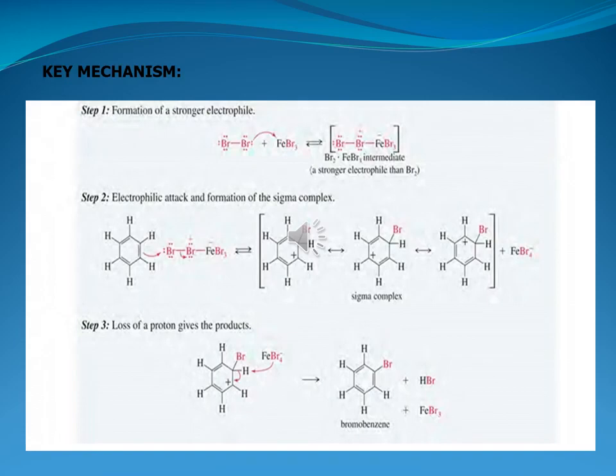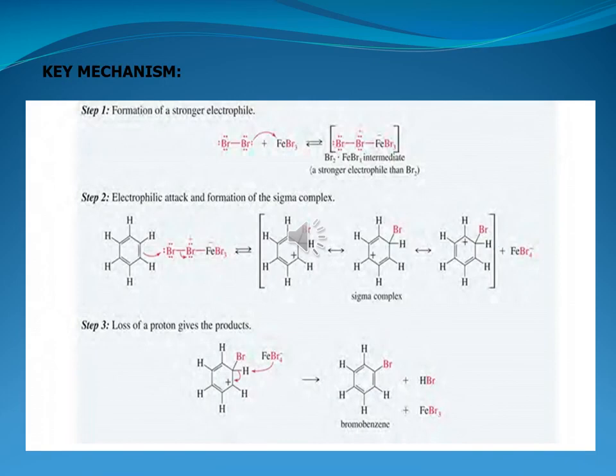Here, a sigma complex is generated which stabilizes itself through resonance. In the last step, after the electrophilic attack of bromine on the benzene, the hydrogen on the same carbon as the bromine is substituted, hence it being an electrophilic aromatic substitution. Since the byproduct, iron tetrabromide, acts as a base, it pulls off a proton from the hydrogen on the same carbon as the bromine.